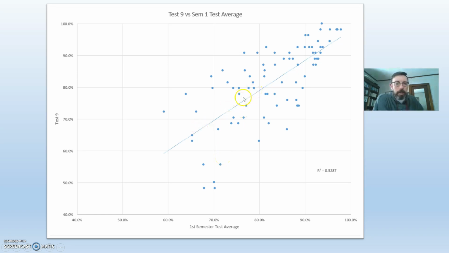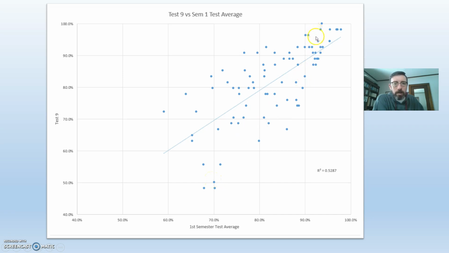And so we're looking at the test performance on test 9 compared to how you did first semester on all of your tests. And you can see the 5 people that scored very poorly on this test, they kind of struggled throughout the first semester, so there weren't huge surprises, but this performance was significantly worse than their average.